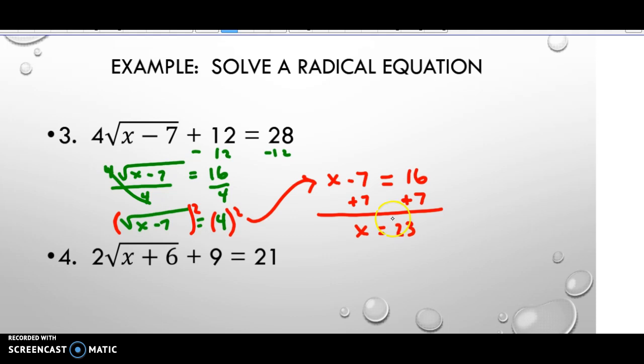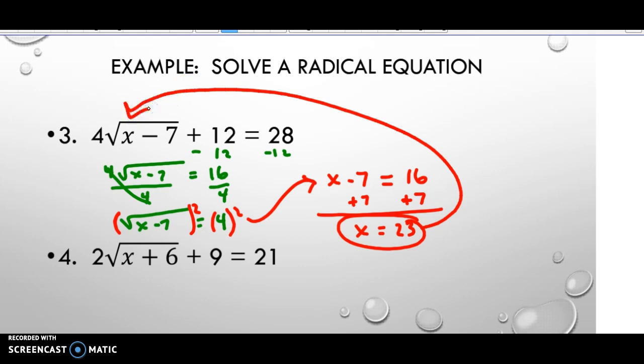Now, if I take my solution and substitute this back into my original equation for x, it should make my equation true. So if I put 23 in here, 23 minus 7 is 16. The square root of 16 is 4. 4 times 4 is 16, and 16 plus 12 is 28, so that checks out.